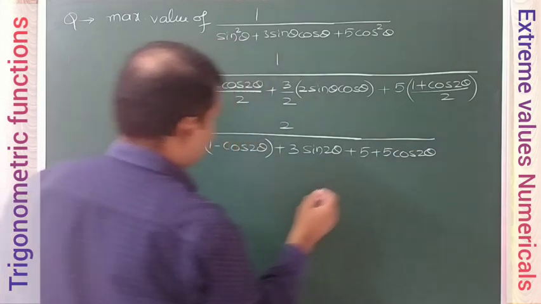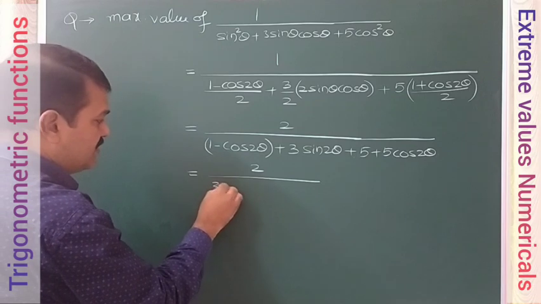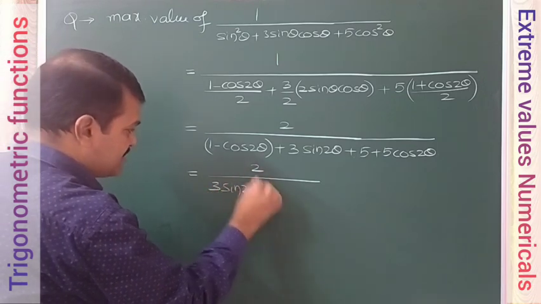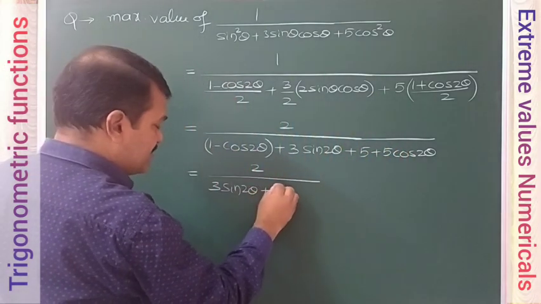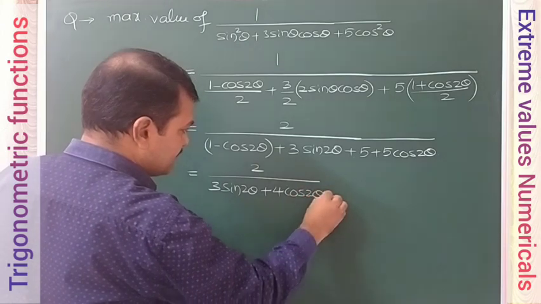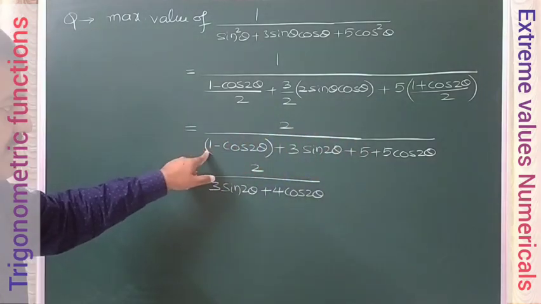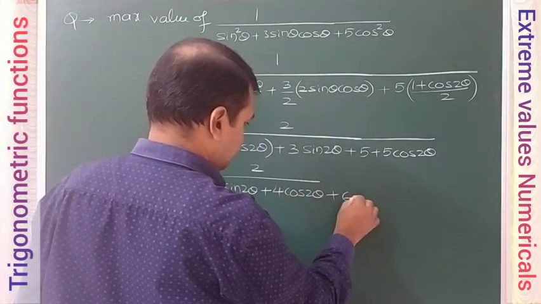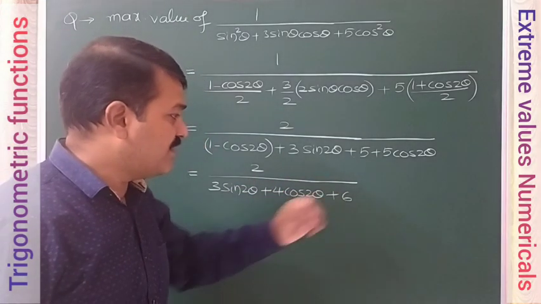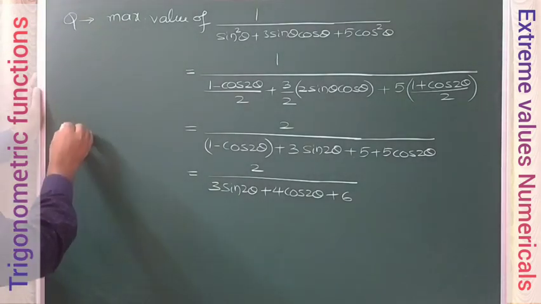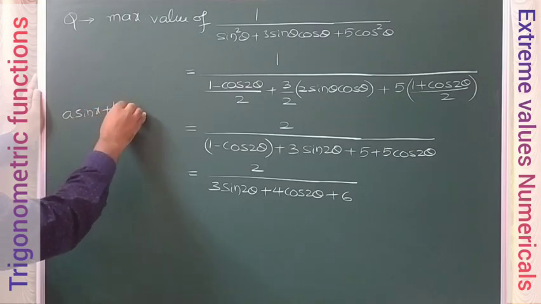On further simplification we will get 2 by 3 sin 2 theta, I am writing first, then 5 cos 2 theta minus cos 2 theta, which means 4 cos 2 theta. And for constants, plus 5 plus 1, that means plus 6. Now how is the denominator actually? What is the standard form? The denominator is in the form of a sin x plus b cos x plus c.